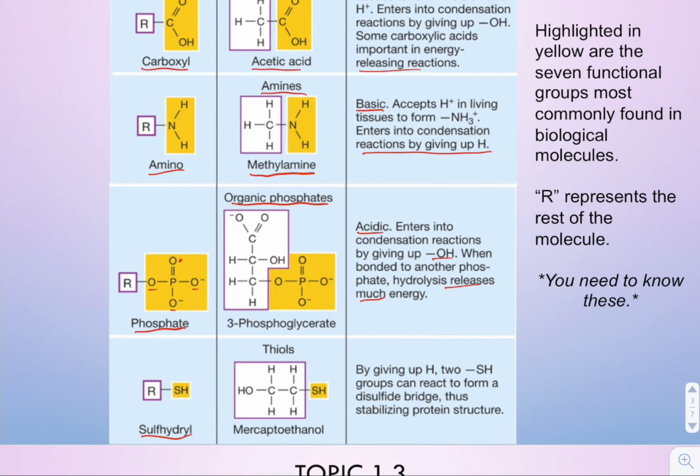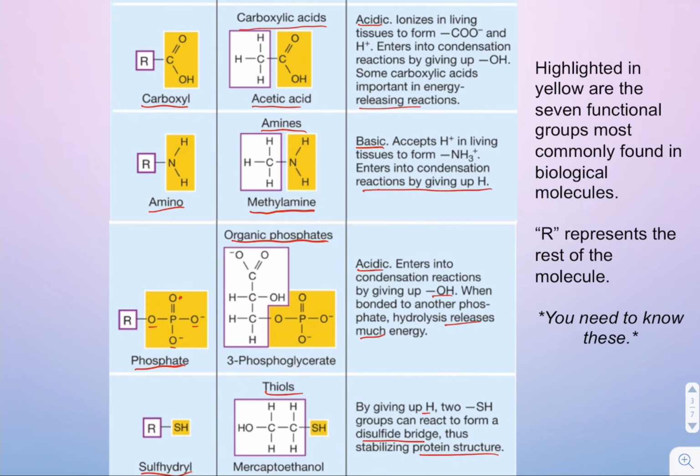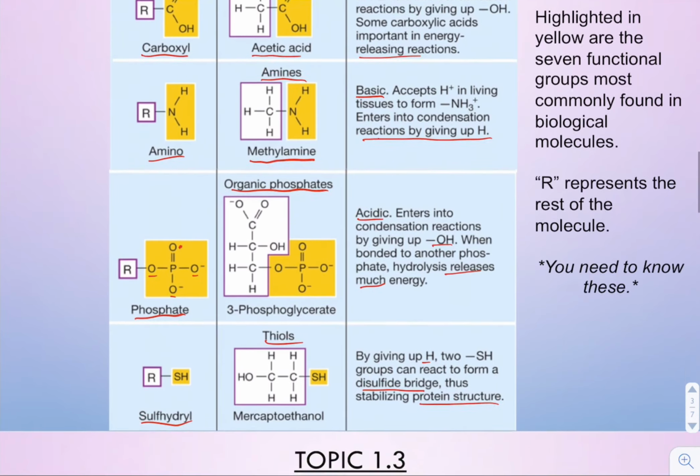Last group are sulfhydryls. We have a sulfur and a hydrogen. They all can be collectively grouped as thiols. So by giving up a hydrogen, two sulfhydryl groups can react to form a disulfide bridge. This is really important in protein structure. It helps stabilize protein structure. So I have to get familiar with those and try to memorize those. Maybe do like a little table like this and try to memorize them.